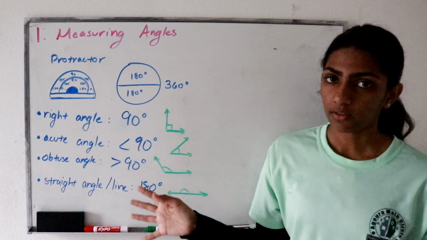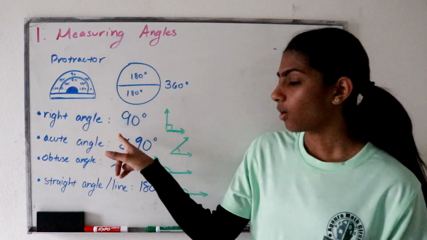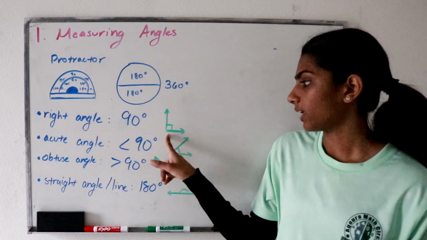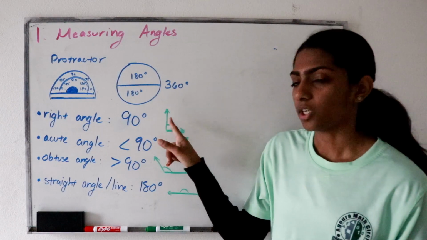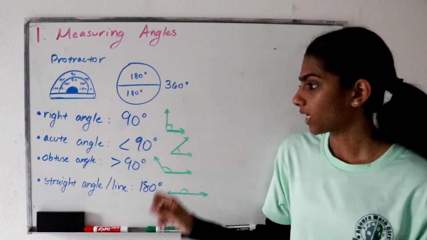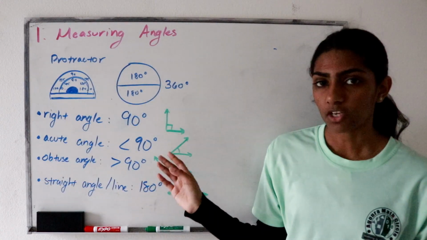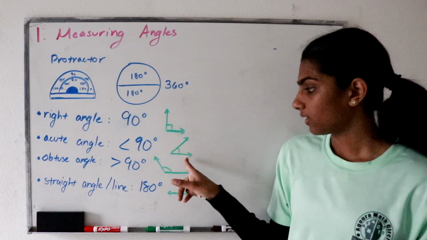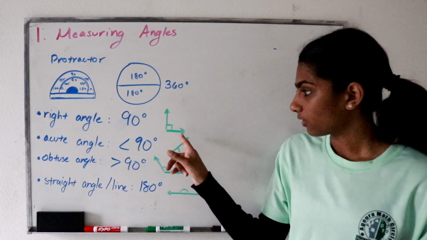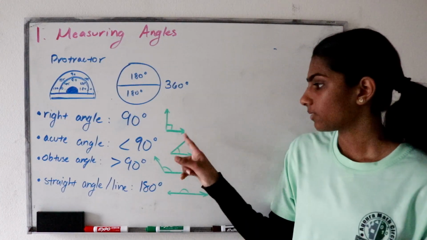So here are some important angles to know. A right angle is always going to be 90 degrees, and it's going to look like this. And we can use a square to show that it's 90 degrees, a little mark right here. Next, we have acute angles. So an acute angle is going to measure less than 90 degrees. Right here is an example. And as you can see, it looks smaller than 90 degrees.